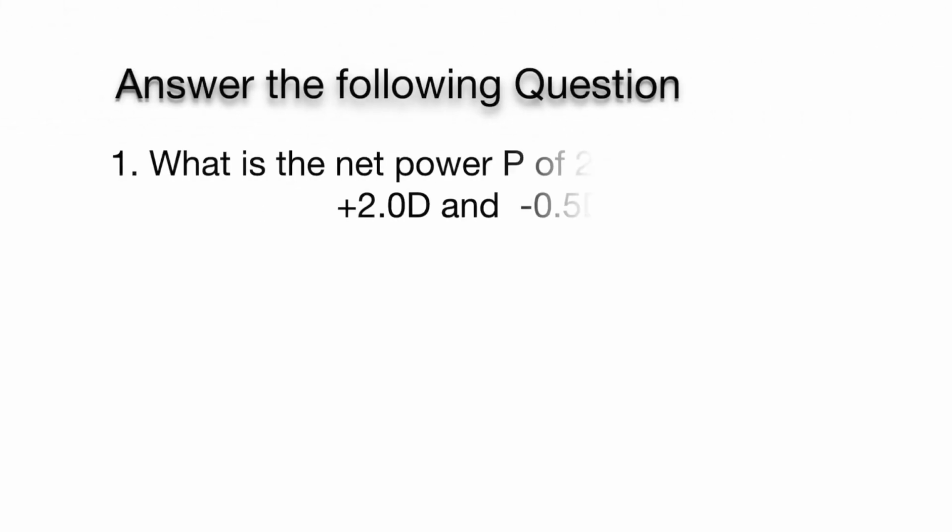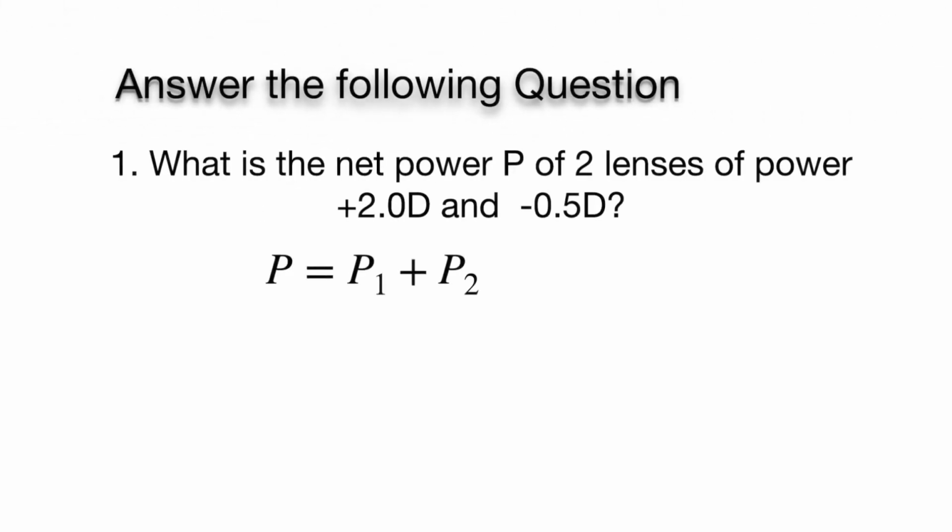Now answer the question, what is the net power P of 2 lenses of power plus 2 diopter and minus 0.5 diopter? As per formula, the net power is addition of power of 2 lenses. Since in this case, the power of second lens is negative, so the net power is 2 minus 0.5, and this is equal to 1.5 diopter.